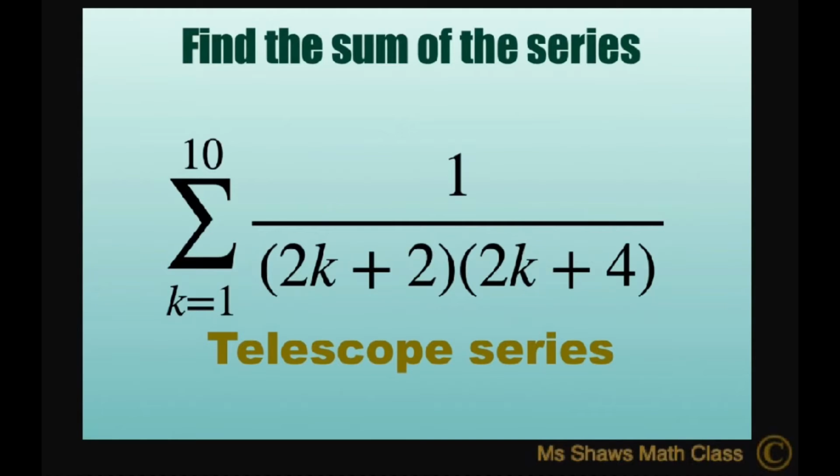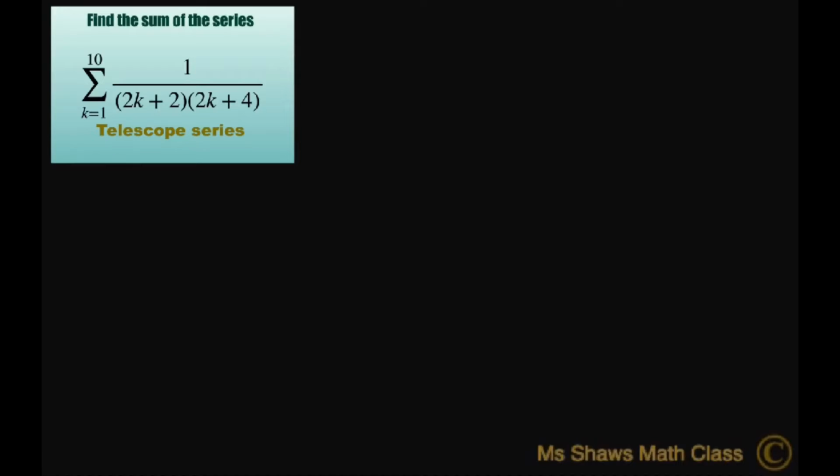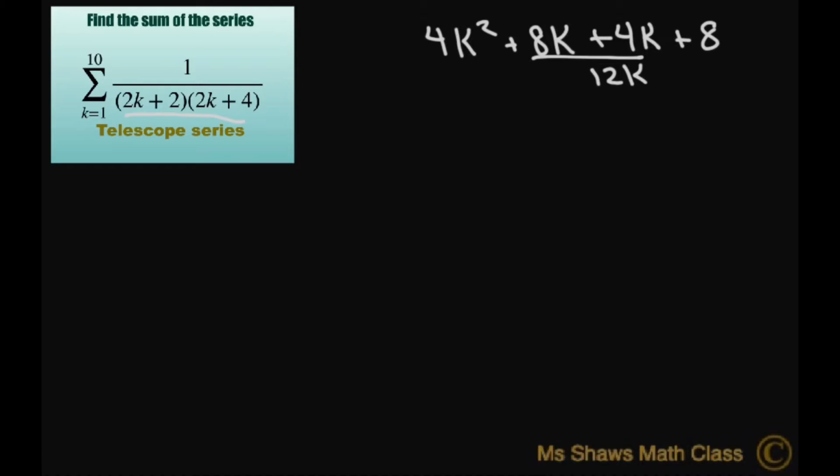It's a telescoping series. We have the sum from k equals 1 to 10 of 1 divided by (2k plus 2) times (2k plus 4). So let's figure out what we have in the denominator here. If you combine this, it would be 4k squared plus 8k plus 4k plus 8. So this is 12k. You factor out a 4, you would get k squared plus 3k plus 2.